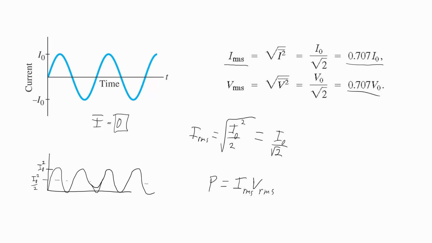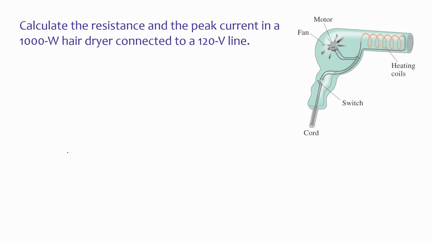And in fact, I said in the previous video that in household circuits the voltage is typically 120. That is the RMS voltage. The peak voltage is actually higher than that by a factor of root 2. So let's look at an example.